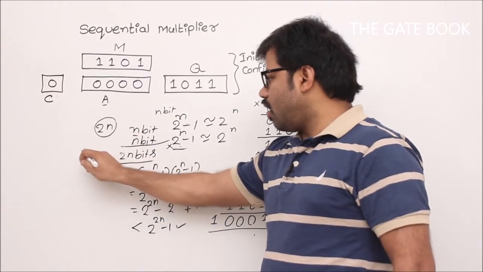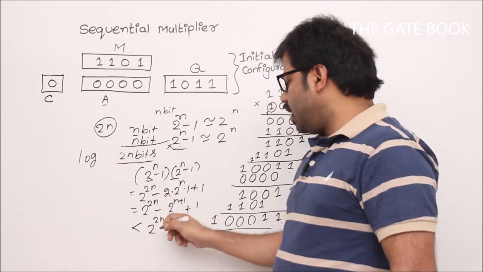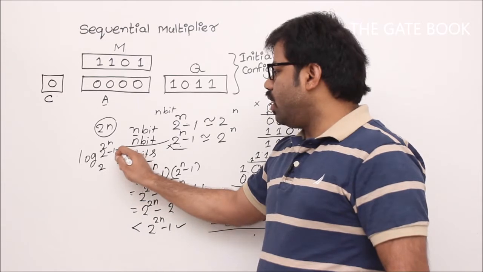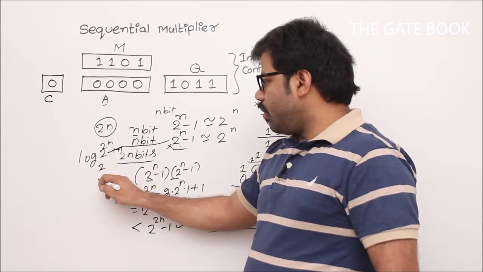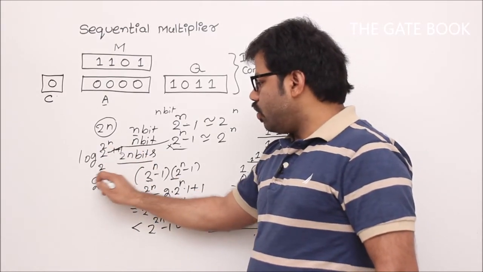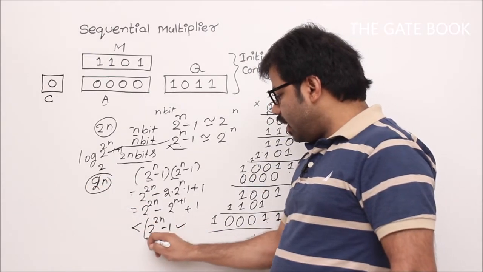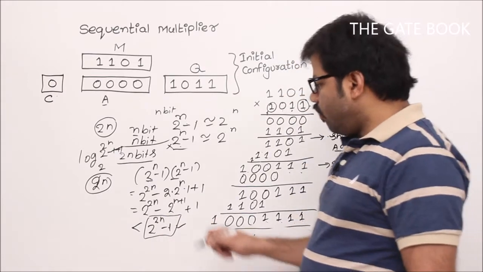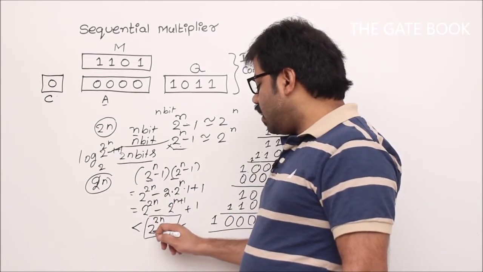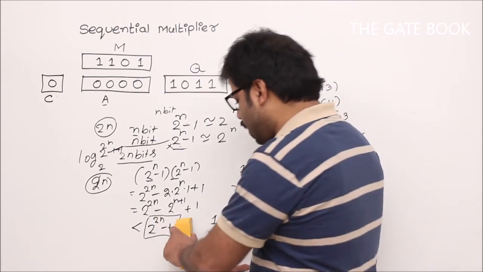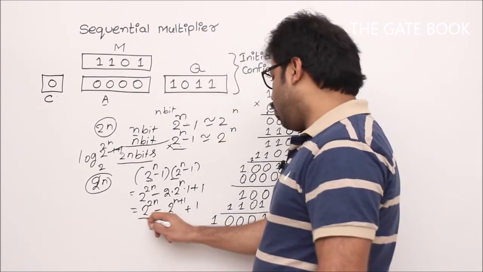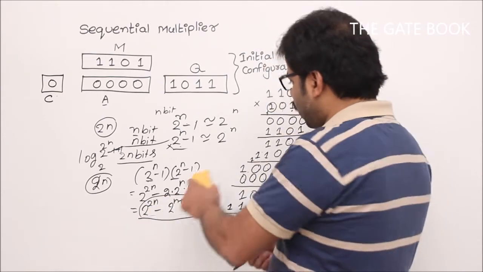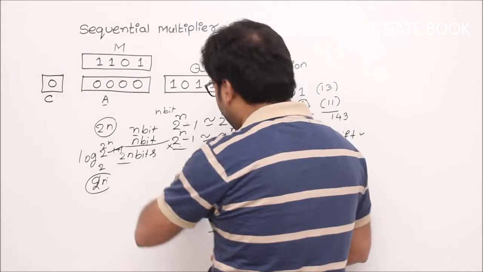Same formula I can apply: log of approximately 2 to the power of 2n minus 1 plus 1, base 2. That would be log 2 power 2n base 2, which is nothing but 2n, right? So with 2n bits, definitely I can represent any number less than 2 to the power of 2n minus 1. I know that already. Now we know that we have definitely less than 2 to the power of 2n minus 1 numbers, because what is the maximum number we have? 2 to the power of 2n minus 2 to the power of n plus 1 plus 1. That's why 2n bits are sufficient. Sometimes we require 2n also.